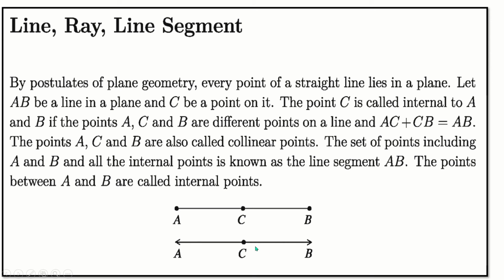That means when the initial point is present but the ending point is absent, that is a ray. And when both initial and ending points are absent, this is a line. And when both initial and ending points are present, this is a line segment. You have to remember.